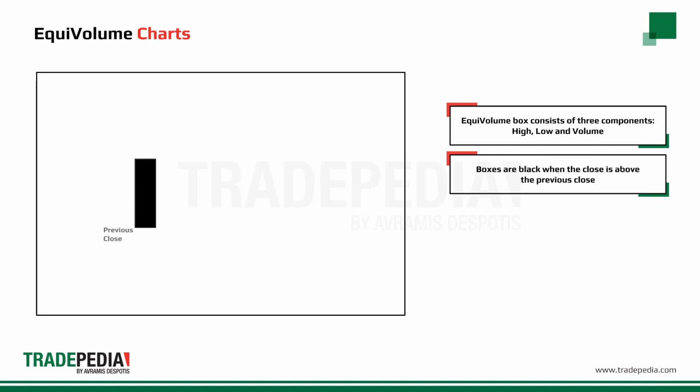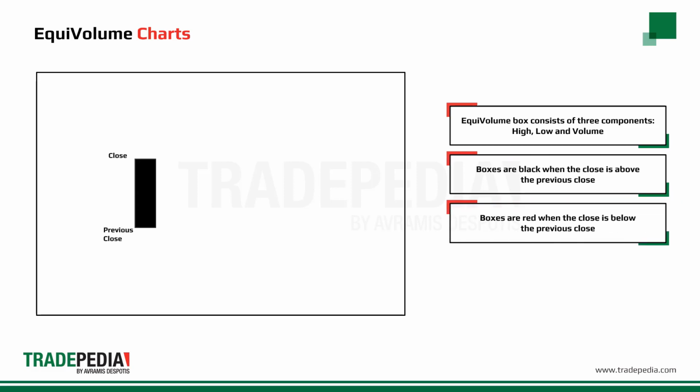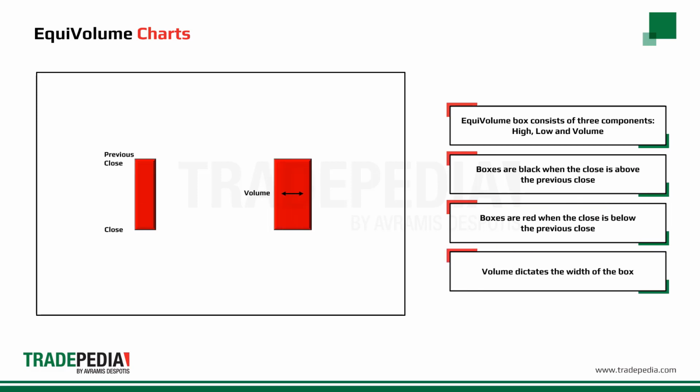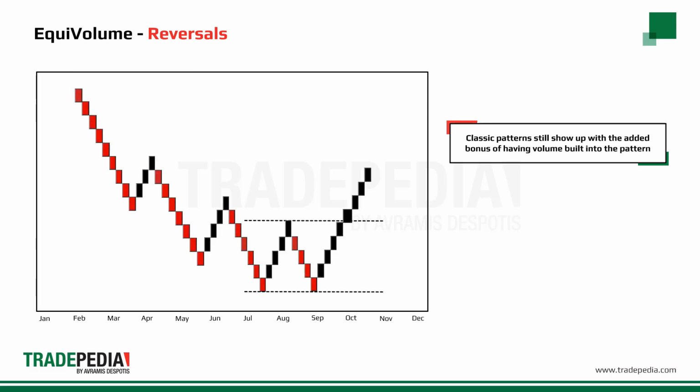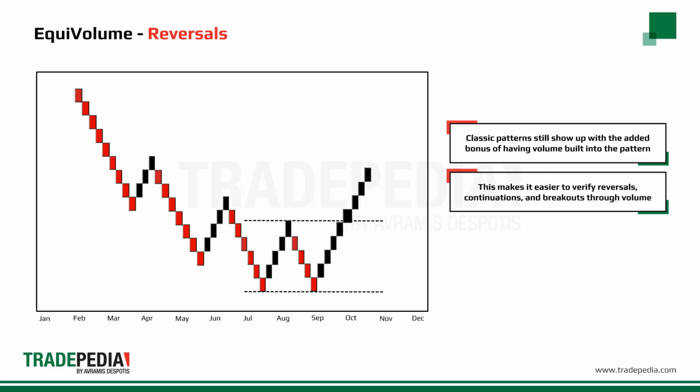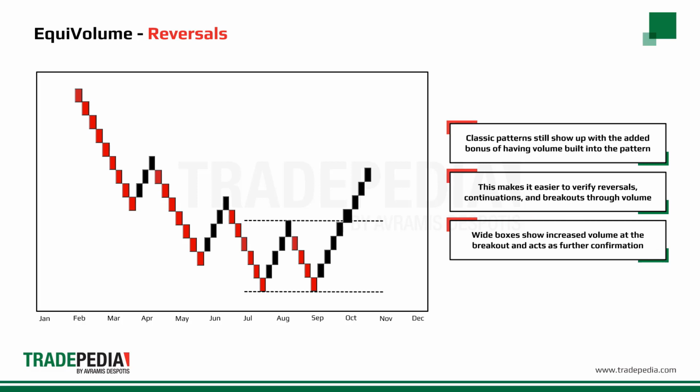Boxes are black when the close is above the previous close, and red when the close is below the previous close. Volume dictates the width of the box. While thin boxes show low volume, wider boxes show a relatively higher volume. In EquiVolume charts, classic patterns still show up with the added bonus of having volume built into the pattern. This makes it easier to verify reversals, continuations, and breakouts through volume analysis. Wide boxes show increased volume at the breakout levels and can act as further confirmation.